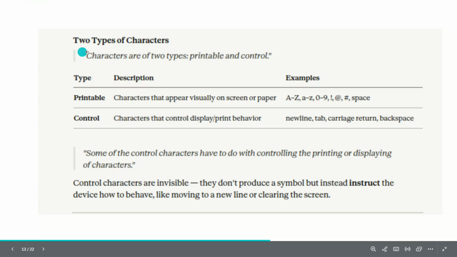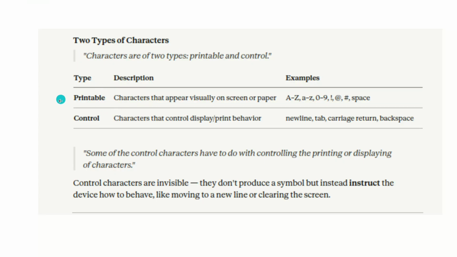So if you see, there are two types of characters: printable characters and control characters. Printable characters are the characters that appear visually on the screen. But those which actually control things, like new line, tab, backspace and all, are control characters. Some of the control characters have to do with controlling the printing or displaying of characters.